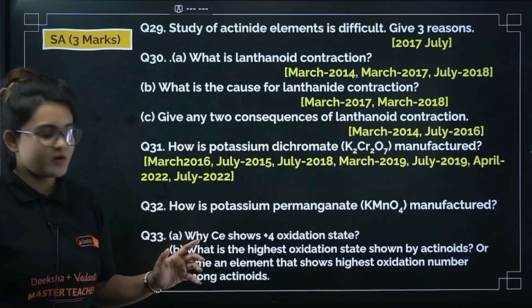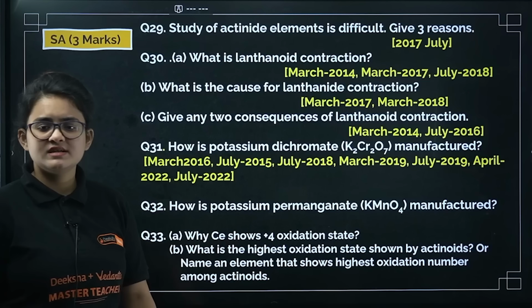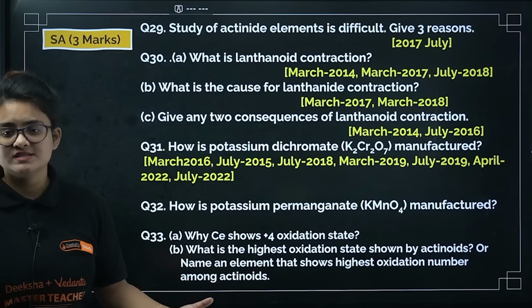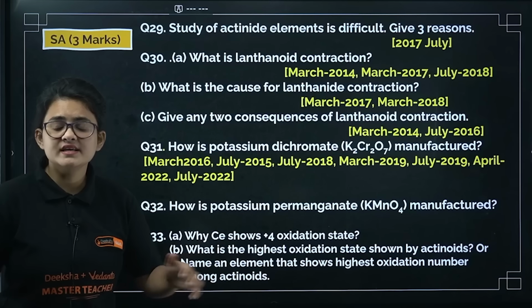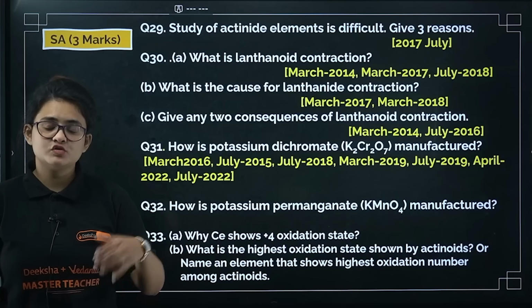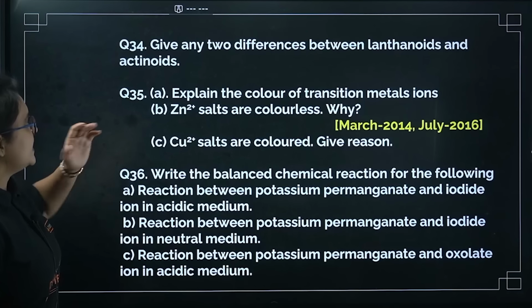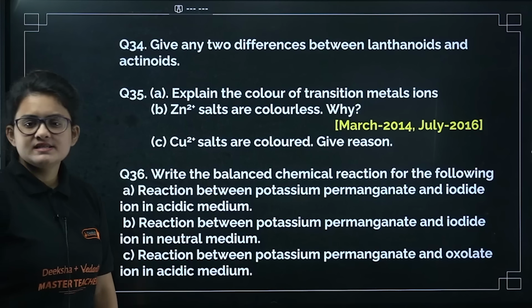Okay, these are very important things, and sometimes this question is also very important for this year: why cerium shows +4 oxidation state. Okay, and the highest oxidation state in the actinoids, and which elements show the highest oxidation state in the actinides, that you have to go through. Okay, so next, differences between lanthanides and actinoids.